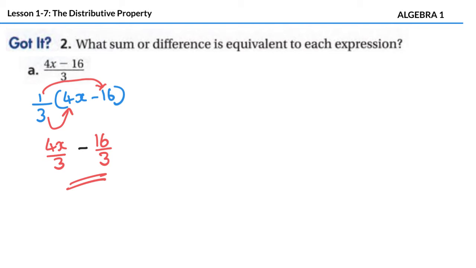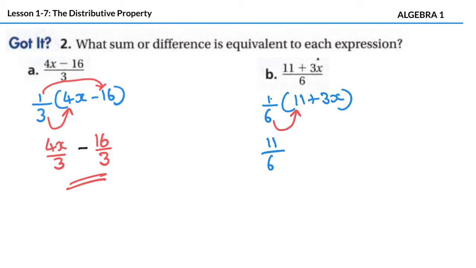Let's try another one. Can I write 11 plus 3x over 6 as 1 over 6 times 11 plus 3x? Now I can apply the distributive property. 1 over 6 multiplied with 11 is 11 over 6, plus 1 over 6 now will be multiplied with 3x. So let's write that down. It's going to be 1 over 6 multiplied with 3x.